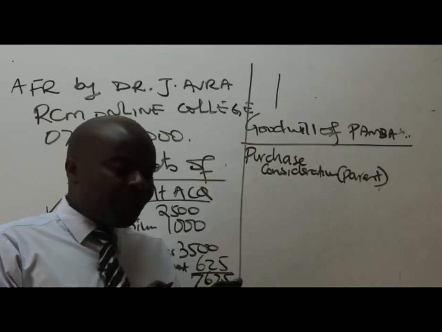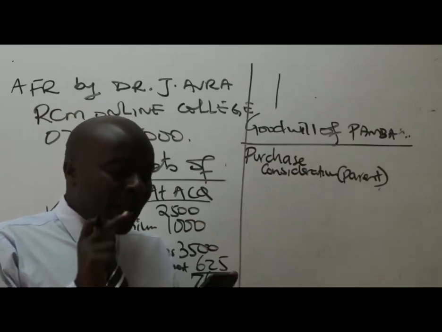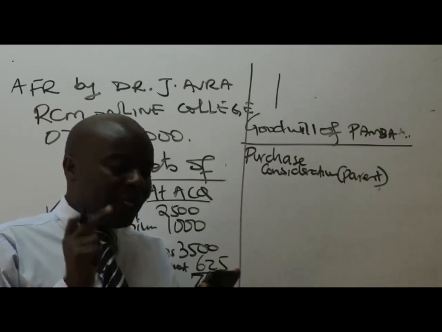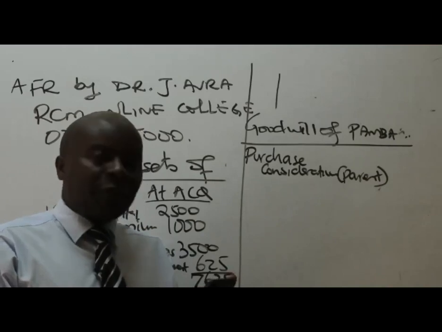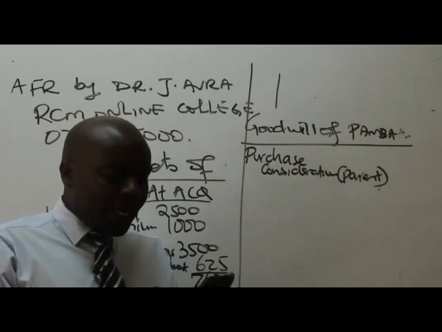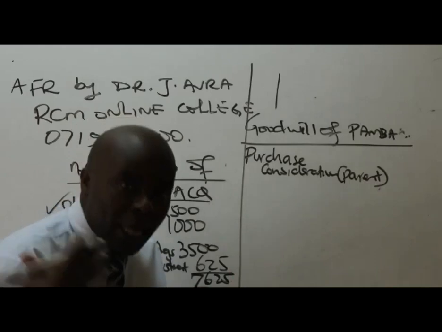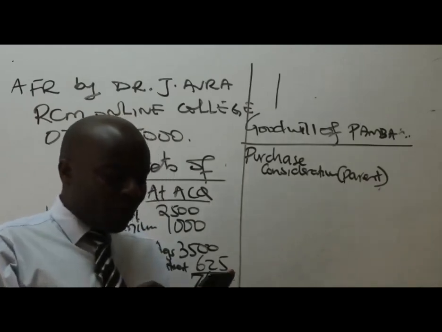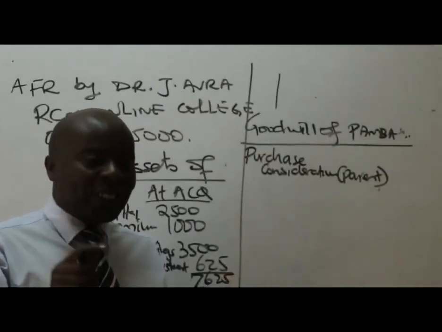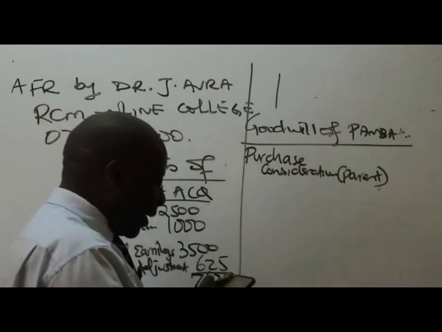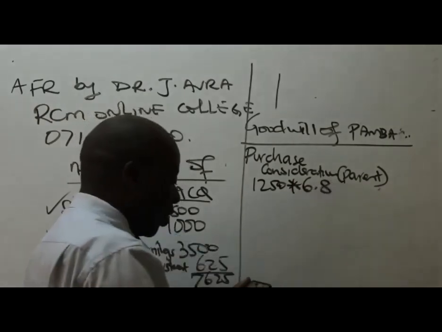stake. We are told on first note, I'm reading note number one, on 1st October 2020, Pareto Limited acquired an 80% equity interest in PAMBA Limited when its retained earnings stood at 3,500. The purchase consideration comprised 1,250 million of Pareto Limited shares. So Pareto gave their own shares, whose nominal value, that's irrelevant to me, was one, the market value was six. It's this market value that I want. So ladies and gentlemen, they gave out 1,250 shares and each share had a market value of 6.8.